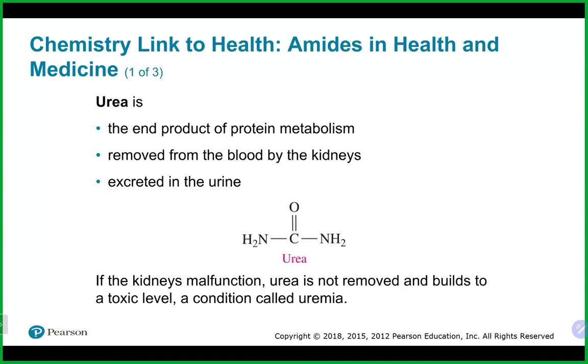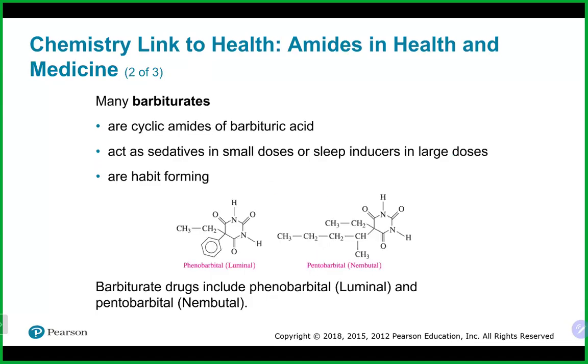A little bit about urea, which is an amide, as we have that bond. It is removed from the blood by the kidneys through urine. Barbiturates are also amides, and they have the amide group happening right about there.